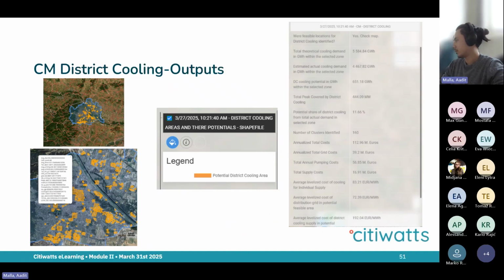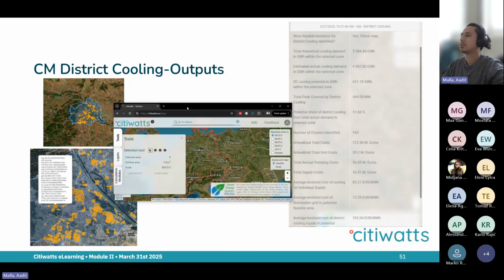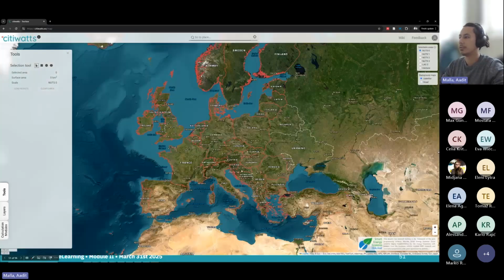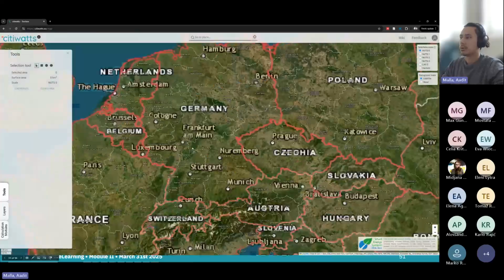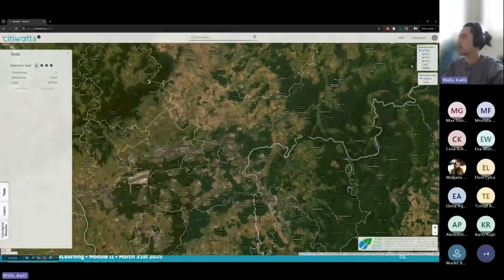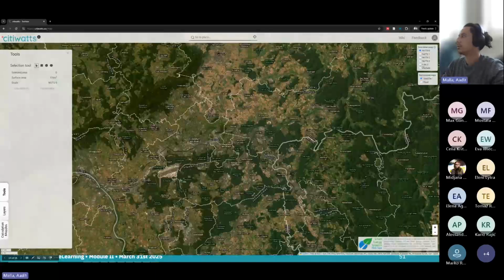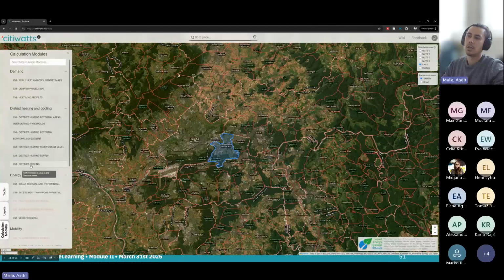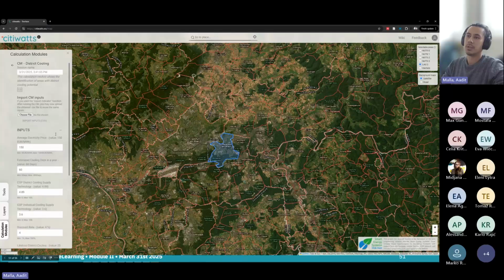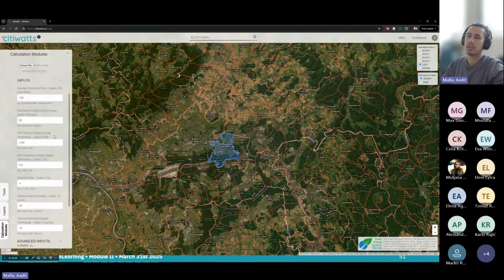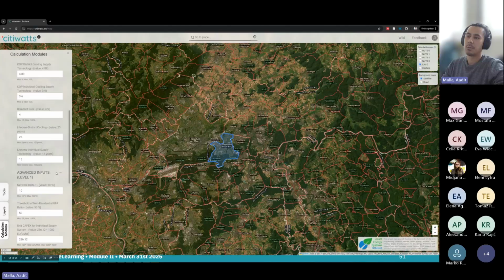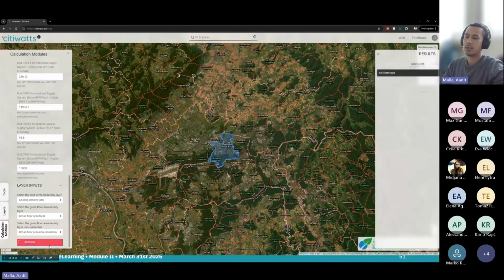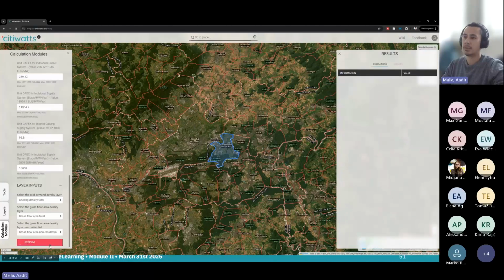I will now go to the calculation module and make a few runs and show you how it works. I will just zoom into Offenbach. Of course, you can search for it. If you go to the A.II region, select Offenbach and go to calculation modules, you can go to district cooling, the last one under district heating and cooling. So you come into the district cooling calculation module. You have, as I mentioned already, different input parameters that you can tweak. But let's go for the first run. I will run with the default parameters to show you how the results look.